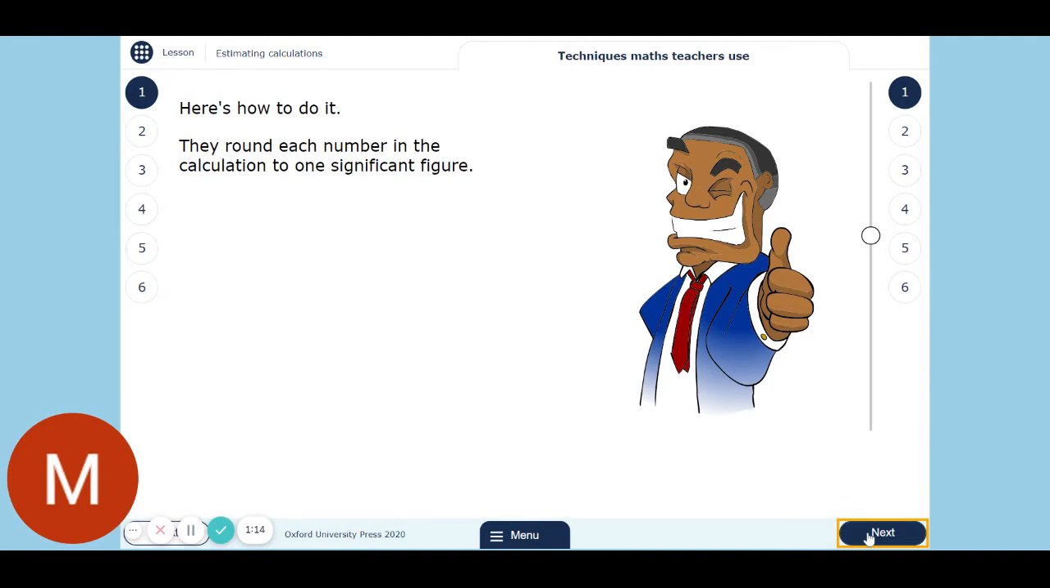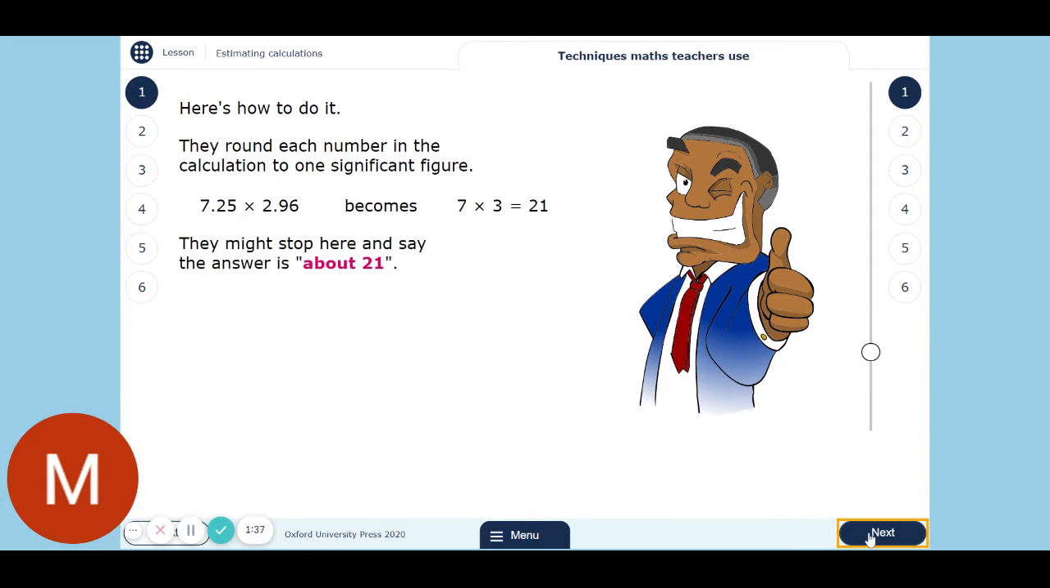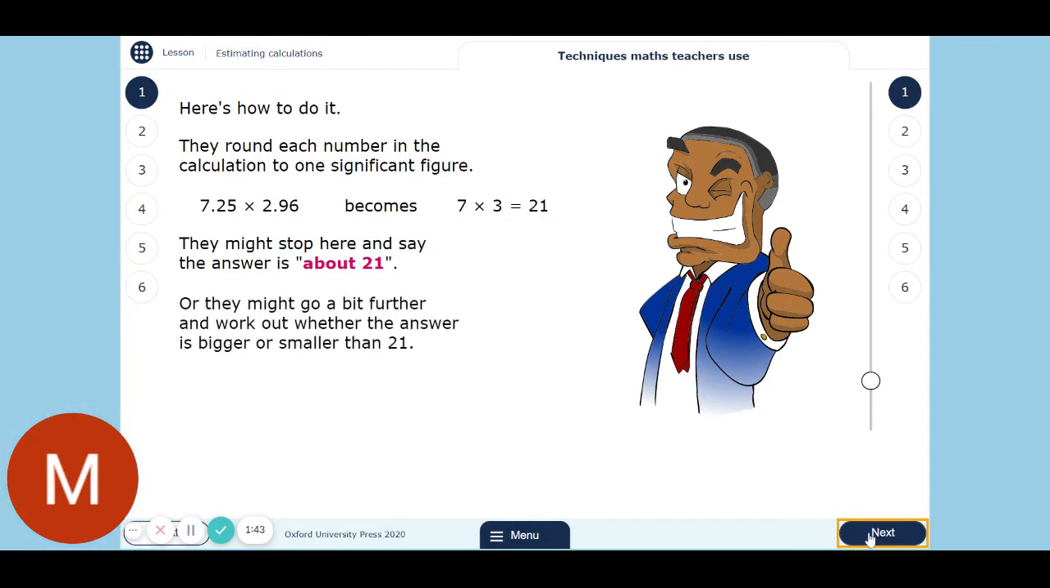The way it's done is by rounding each part of the calculation to one significant figure. So 7.25 rounded to one significant figure becomes 7. 2.96 becomes 3. So the calculation becomes 7 times 3. So you get 21. Some people might stop there and say about 21, but the maths teacher said just over 21.